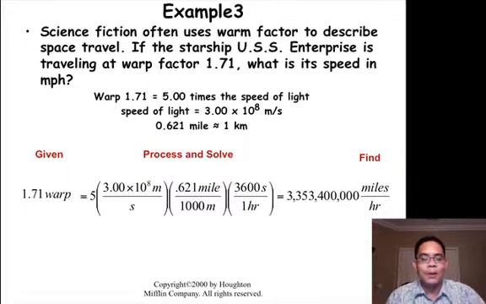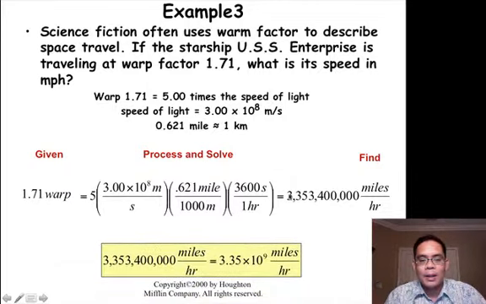Plugging that in, I get 3,353,400,000 miles per hour. And again, since there's only 3 sig figs in the beginning, I need to change this to 3 sig figs as well. And I get 3.35 times 10 to the 9 miles per hour. So that's pretty fast. Warp speed is very fast. So hopefully that helps you get an idea how to convert.